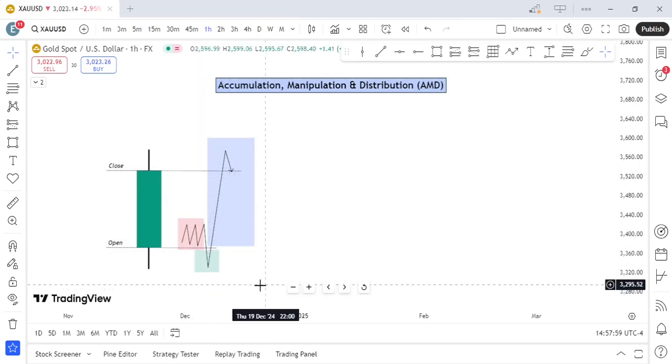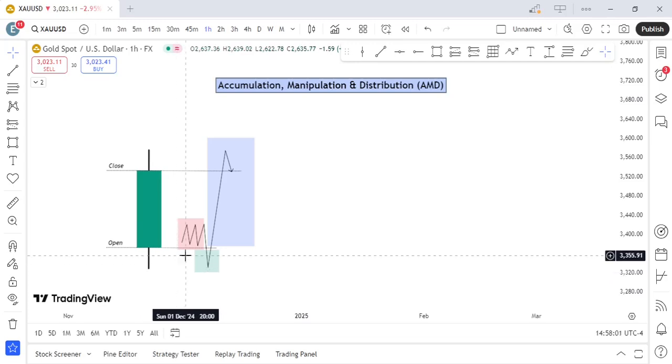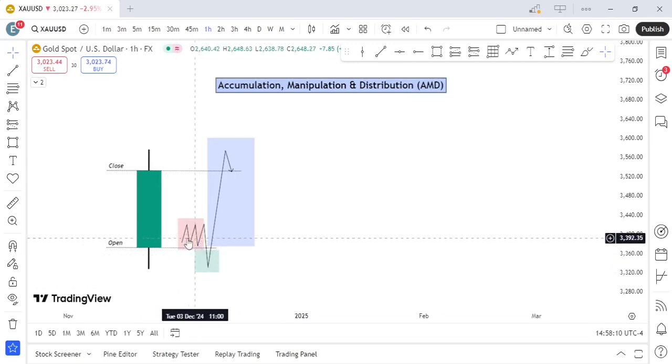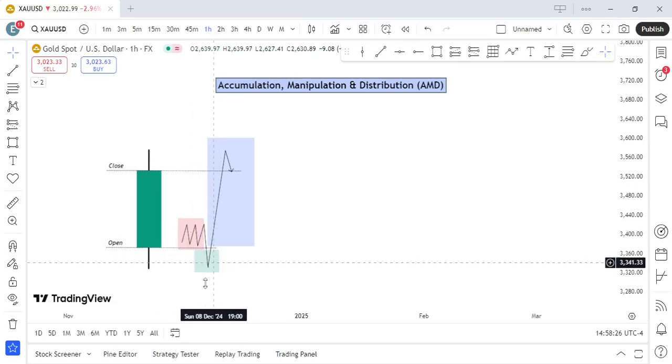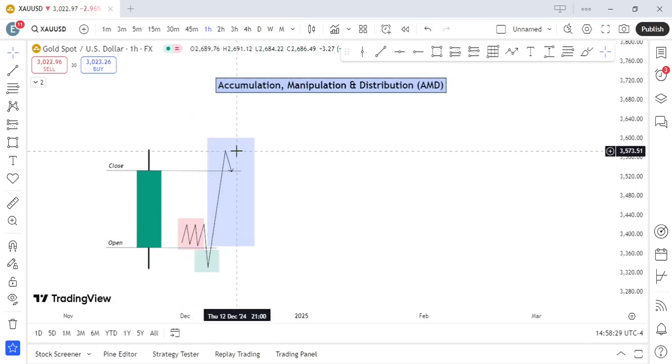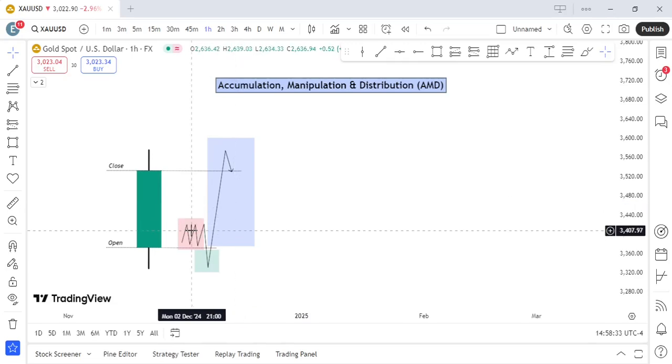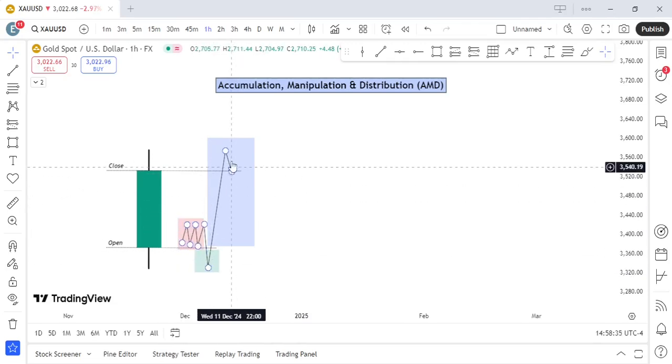So basically, price will stop out every single buyer who has entered into the accumulation area, and price stops out every single seller as well who has entered in the manipulation area, and price starts to expand all the way bullish. So this is basically distribution, right? So we have the accumulation, we have the manipulation, and we have the distribution.